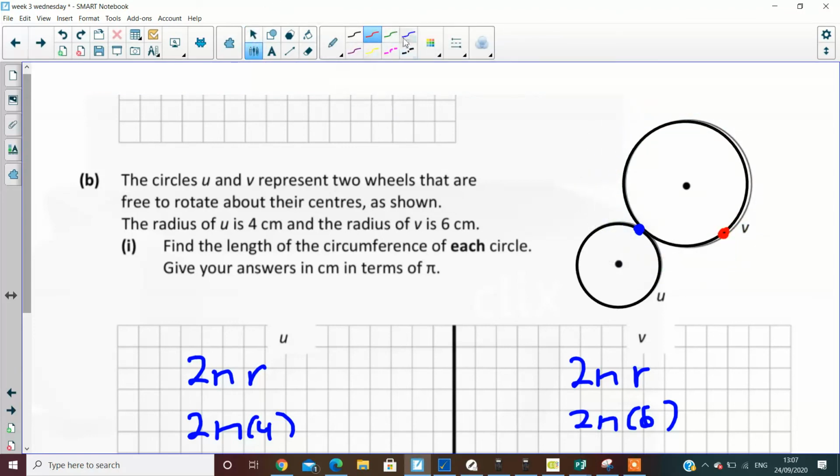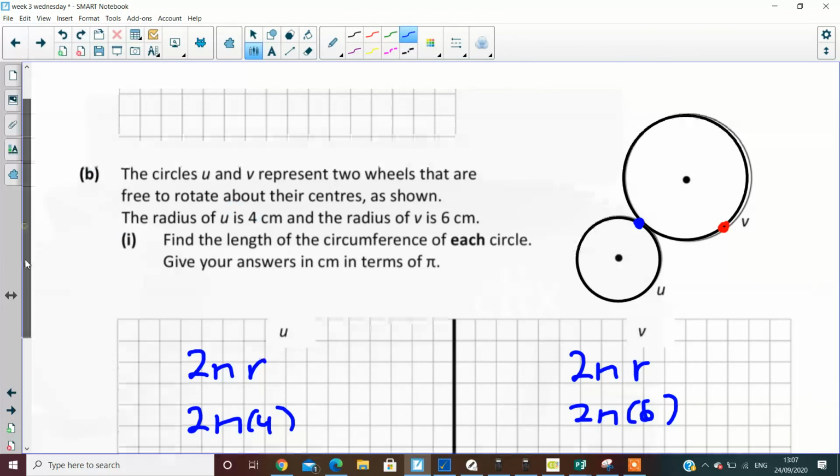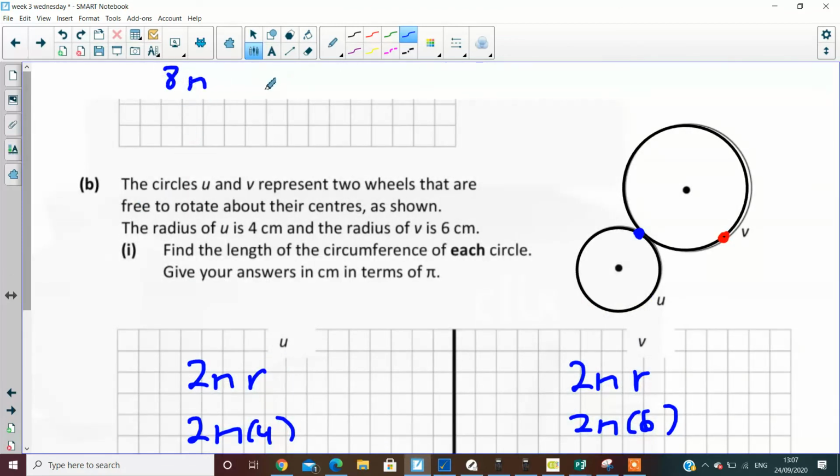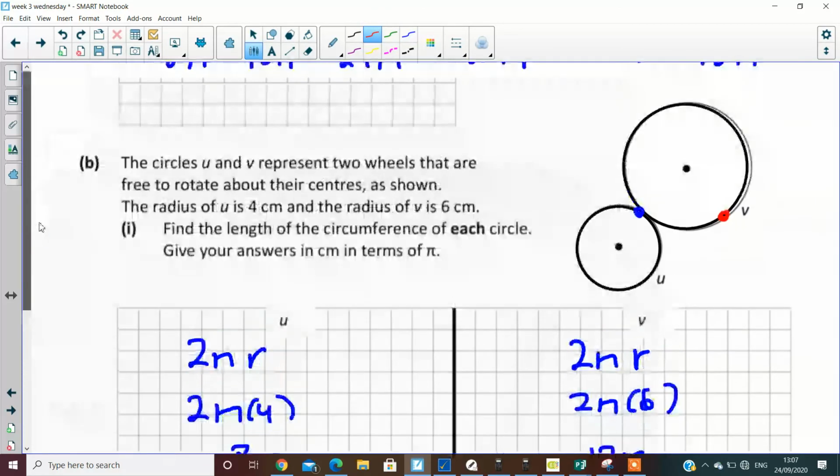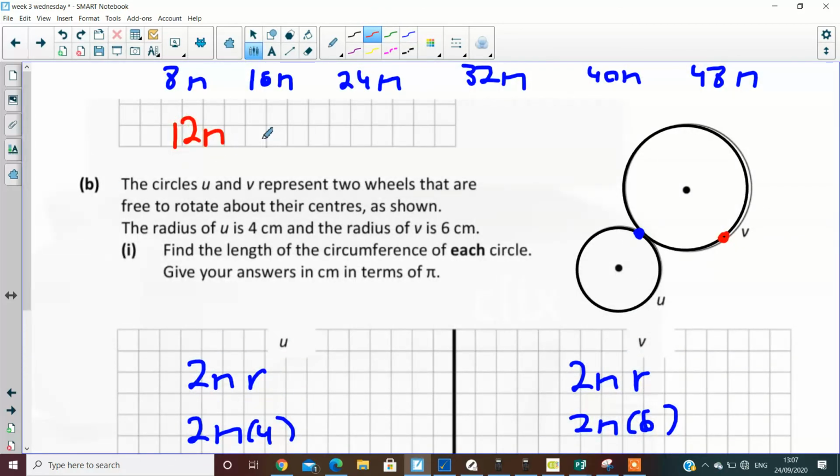So the blue one rotates every 8 pi. So the blue one is 8 pi, 16 pi, 24 pi, 32 pi, 40 pi, and 48 pi. Would you agree? That's the distance it covers with each lap. Now what about the red one? What was its size? 12 pi, 24 pi. At the end of the red one's second lap, it meets the blue one at the end of its third lap. Does everybody get that? Brilliant.